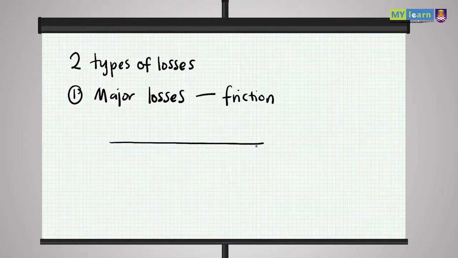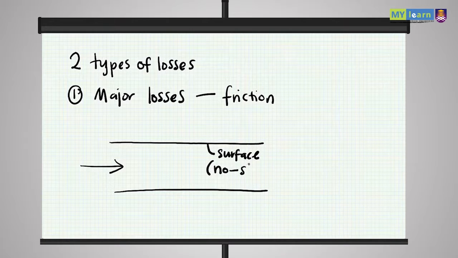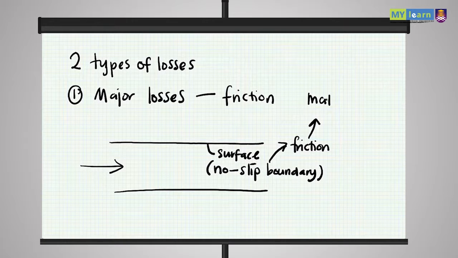Imagine having a pipe system with fluid coming in on one end of the pipe. The fluid will be in contact with the surface of the pipe, and this creates a no-slip boundary condition. What that means is this surface will have an effect of friction on the fluid. Because of that, the flow will become much slower if the friction is much higher. The friction depends on the type of material that we use for the pipe.